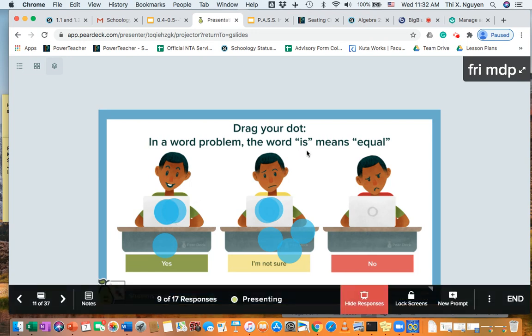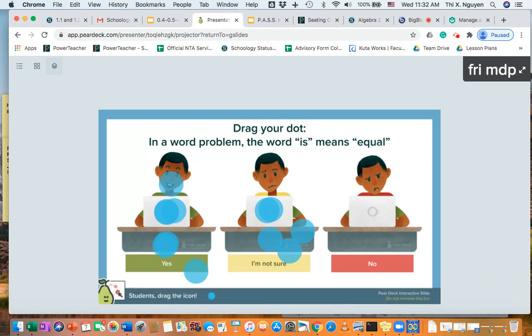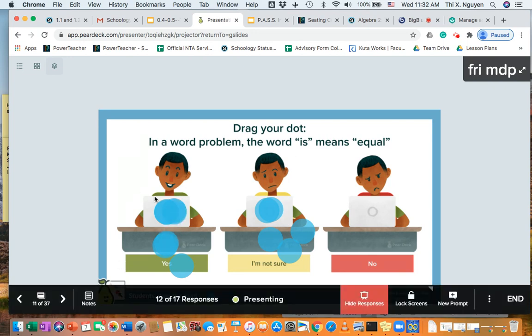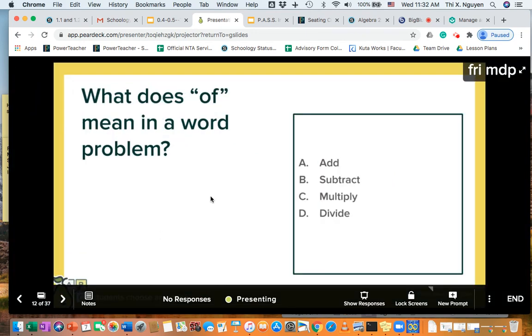So this one is true. Yes, the word "is" means equal. For example, say 3 times 4 is 10. That means 3 times 4, x equals 10. So yes, it means the same thing. "Is" means equal. Okay. Again, for those who need to edit, I'm not locking the screen, so you will still be able to add that in right now. Okay. What's the word "of"?